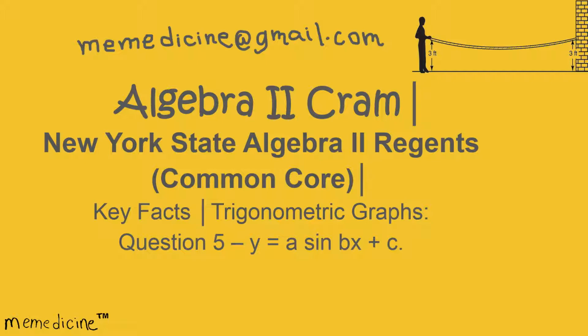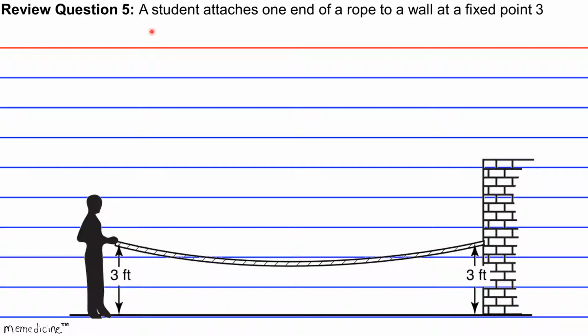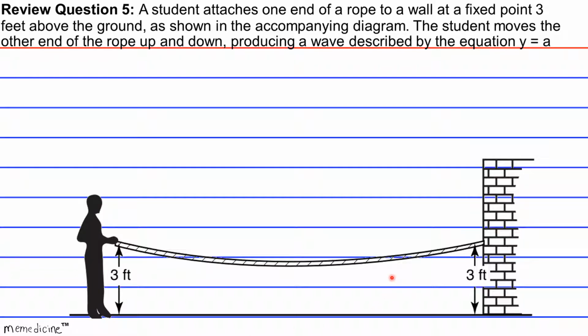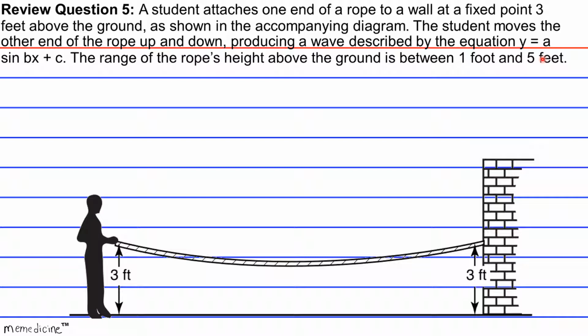Let's delve into the problem together. Review question 5. A student attaches one end of a rope to a wall at a fixed point 3 feet above ground, as shown here in the accompanying diagram. The student moves the other end of the rope up and down, producing a wave described by the equation y is equivalent to a sine of bx plus c.